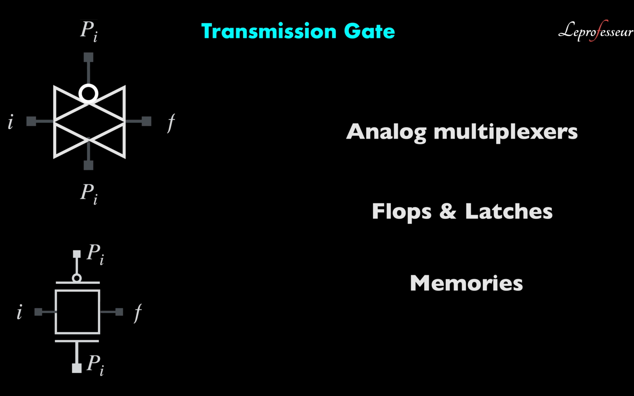Flops and latches also use transmission gates in those circuits, and memories, to separate out the address and data lines, and to make tri-state buffers and so on. The list of applications keeps going. Depending upon what application we have, we use different circuit design styles. There is a trade-off between power consumption, area, parasitics, how much noise margin we have, a bunch of things.